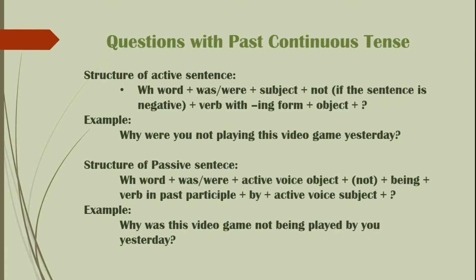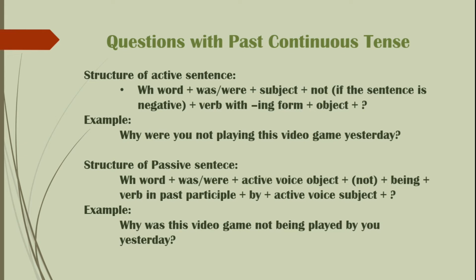Finally, let's talk about the interrogative form of the active and passive voice sentences with the past continuous tense. Look at the structure of question in the active voice sentences with past continuous tense. We start the question with was or were, then the subject plus not, then the verb with the ing form plus the object, and finally the question mark. Example: were you not playing this video game yesterday? If we have a WH question, we just need to add the WH word at the beginning of the sentence. Look, why were you not playing this video game yesterday?